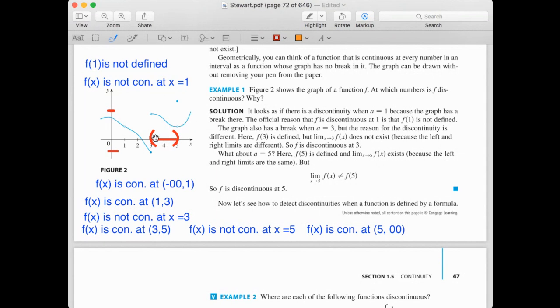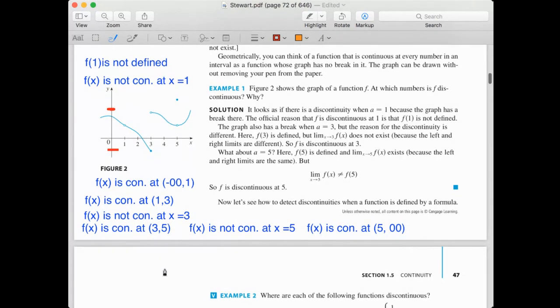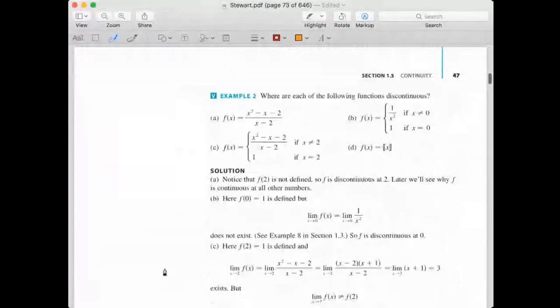So this picture is a great picture. This covers 3 situations about limits. The limit does not exist at 3. The limit exists but the function value does not exist. The limit exists, the function value exists, but they do not agree. Any questions? Okay, let's keep going.